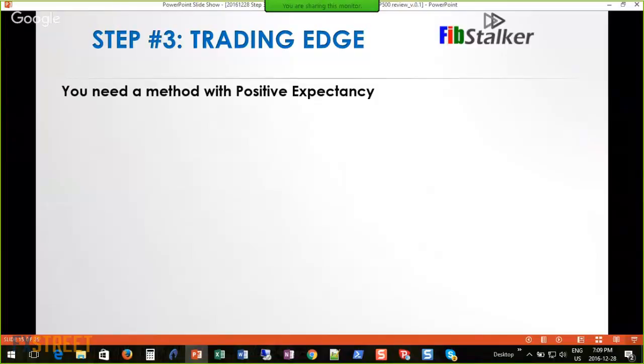Because as we now know very well, and you can review step 1, the market can do anything, and without a confirmation process or confirmation technique, we put ourselves at unnecessary risk. So we need a trading edge, a method with a positive expectancy. If you don't know the meaning of expectancy, I'm going to explain that in a minute. It's a very simple concept, but a very, very important one.